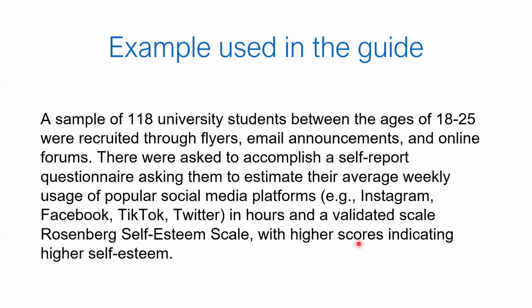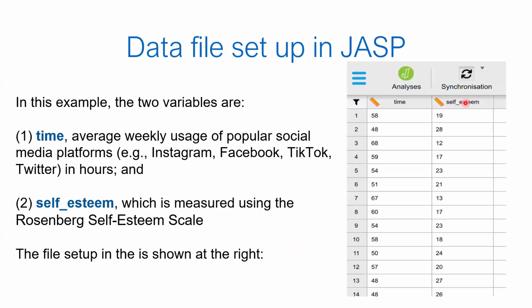Now, if you open your file later on, in this example, there will be two variables when you open your Pearson.jasp file. There will be two columns. The first column represents the average weekly usage of popular social media platforms in terms of hours. And the second column is their score on the self-esteem scale.